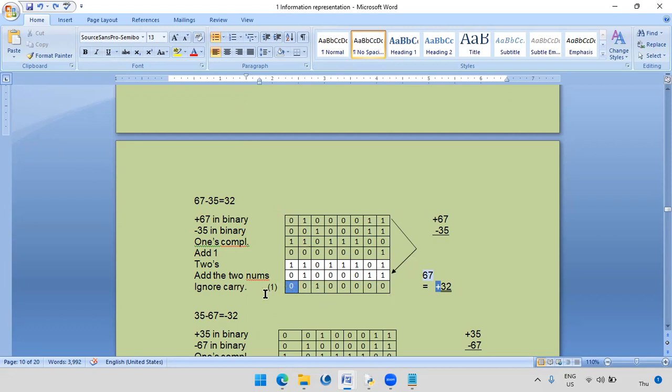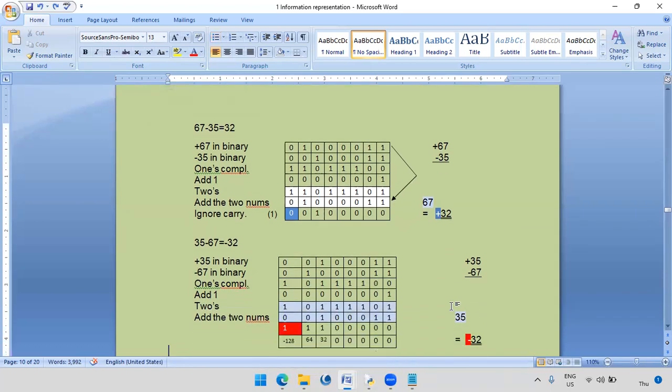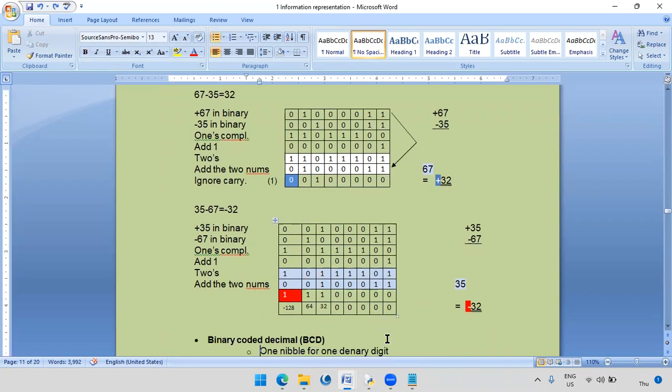There is a carry, there is an overflow, but you don't have to worry. Look at this, 1, 2, 4, 8, 16, 32. So it's correct, no? Plus 67 minus 35 is plus 32. So that's correct. The other way around, 35 minus 67 is minus 32. See whether that also becomes correct.